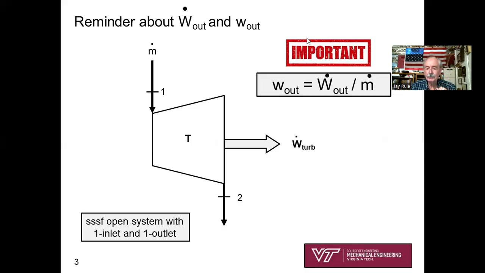But it is important to remember the relationship: little w out for an open system is defined as W dot out, output power, divided by m dot, mass flow rate, for steady state, steady flow. So that helps you get up to speed with the material covered in your book because your textbook author uses little w for an open system all the time. Units of little w are kilojoules per kilogram, or BTUs per pound. That's an important thing to grasp and remember.